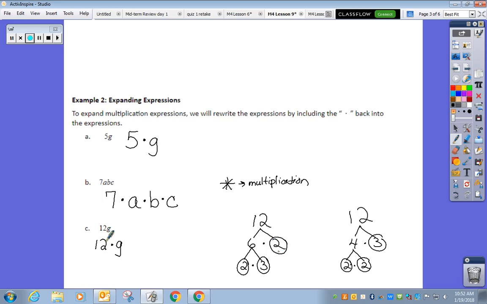So when I write this in its expanded form, I want to write 12 as the 3 prime numbers multiplied together. And typically you do this in numerical order. So I would do 2 times 2 times 3, and then don't forget that g. Okay?